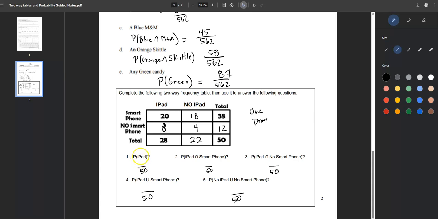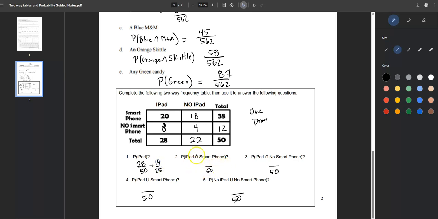Okay, probability of selecting somebody that has an iPad. So I just look at the iPad line. That would be the total iPads, which would be 28. And again, you can simplify these, or you can leave them. Does not matter to me that much. Okay. Again, you can go 14 out of 25 if you'd like.